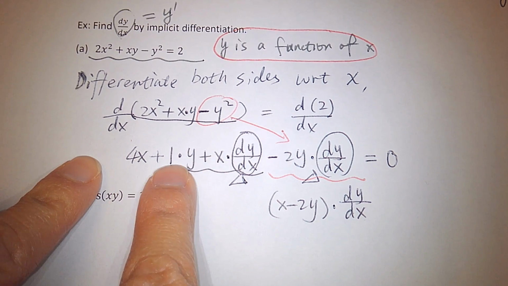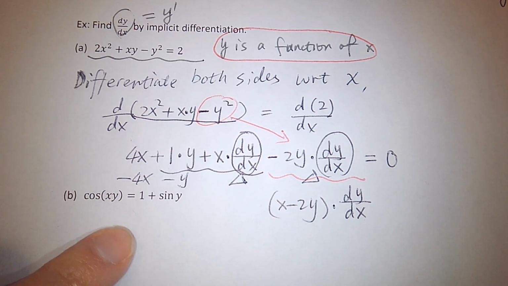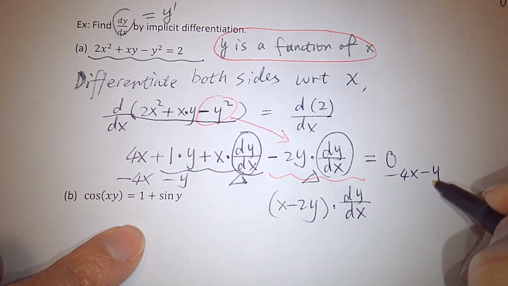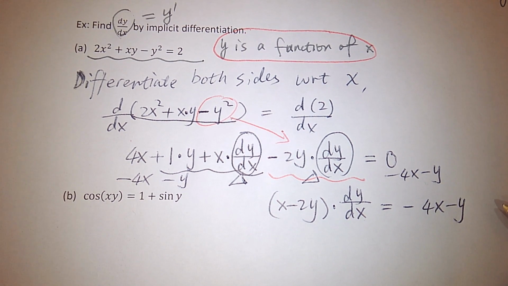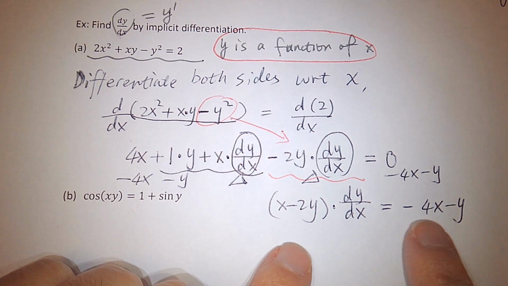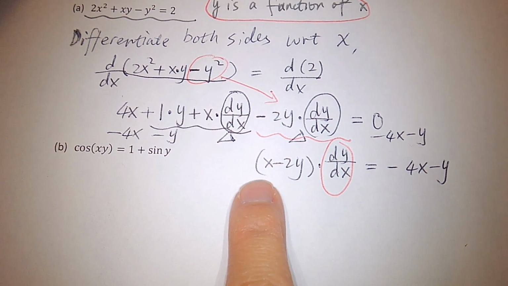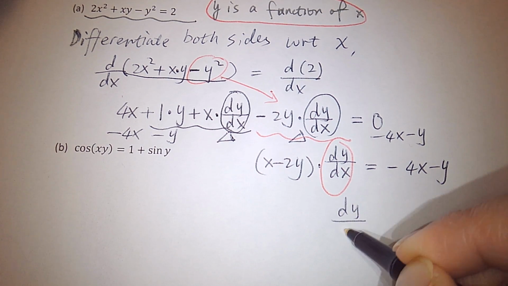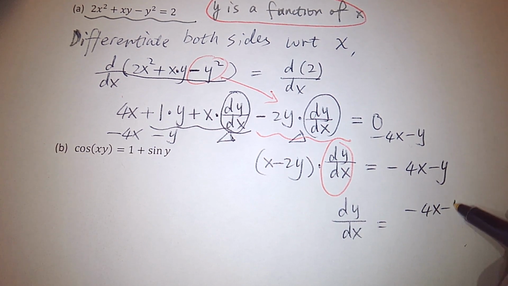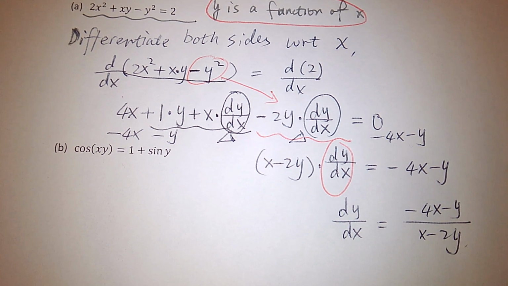So how do we deal with them? Subtract them from both sides. Subtract 4x, subtract y from both sides. Okay, so this gives us what? Negative 4x minus y. You agree with this, right? Then we want to isolate dy over dx. How? Divide by x minus 2y from both sides. So, that.